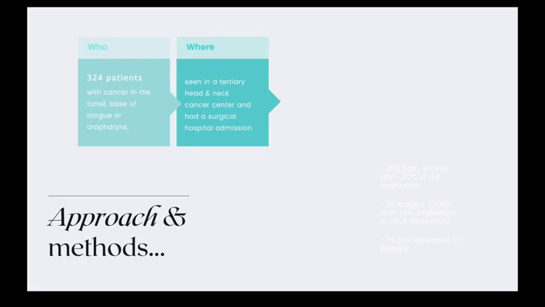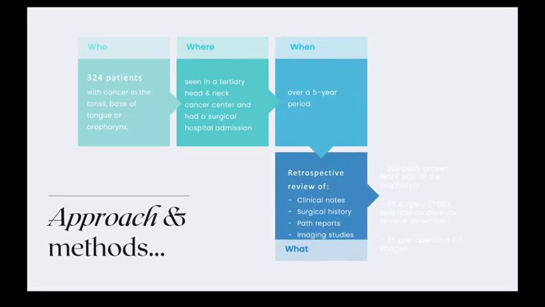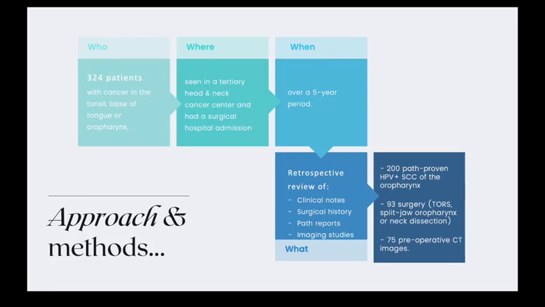The initial cohort for the study included 324 patients who had the diagnosis of cancer in the tonsil, base of the tongue, or oropharynx, and were seen in our tertiary head and neck cancer center with a surgical hospital admission in the last 5-year period. After retrospective chart review of the clinical notes, surgical history, pathology reports, and imaging studies, the cohort was further narrowed to 75 patients who had pathology-proven HPV-positive squamous cell carcinoma of the oropharynx, who underwent transoral robotic dissection or neck surgery and had available preoperative images.